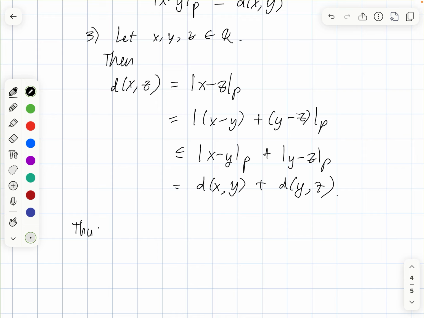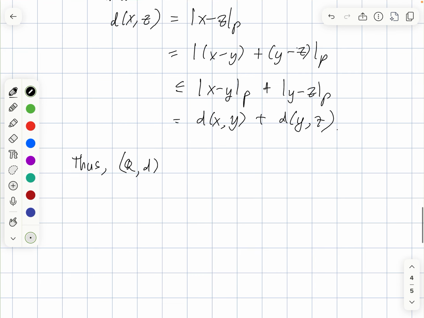And thus, Q together with this p-adic metric, p-adic distance function, is a metric space. So all the properties of convergence and stuff carry over to this setting.